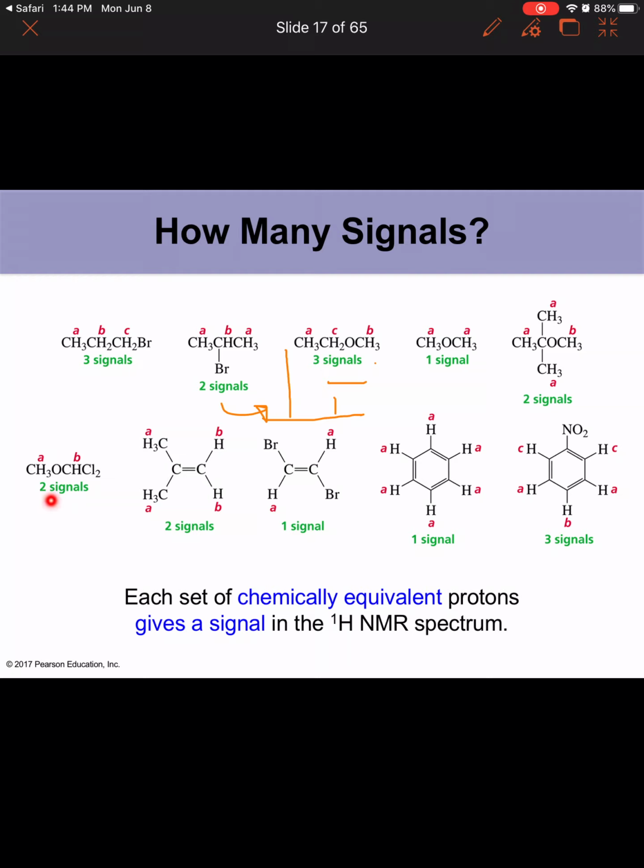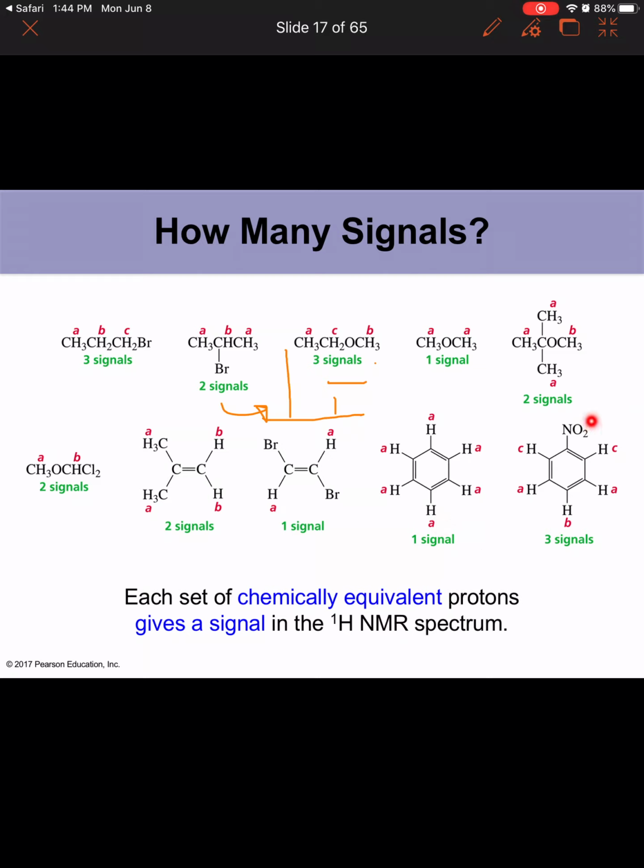And then this one again, there are 3 hydrogens on the carbon next to oxygen, then 1 hydrogen on the carbon that is connected to oxygen and chlorine. So these A hydrogens are going to be different from B hydrogen, so 2 signals. And then in this molecule you have an alkene, and these 2 hydrogens would be the same and these 6 hydrogens would be the same, so 2 signals. This is again a symmetrical molecule, this hydrogen and this hydrogen are in the same environment, so it's 1 signal. And this is benzene, again all hydrogens are equivalent chemically, 1 signal.